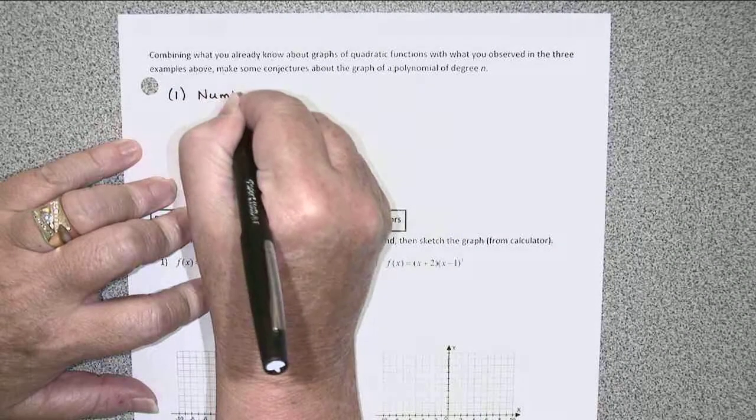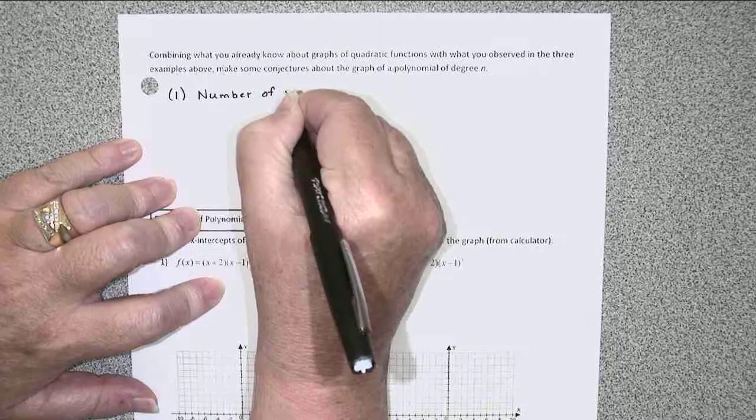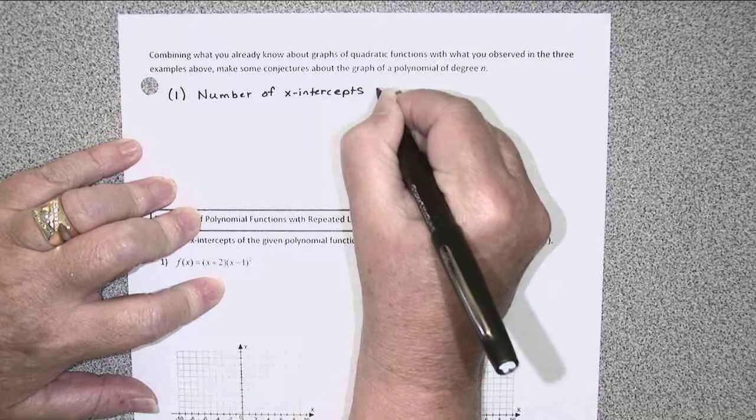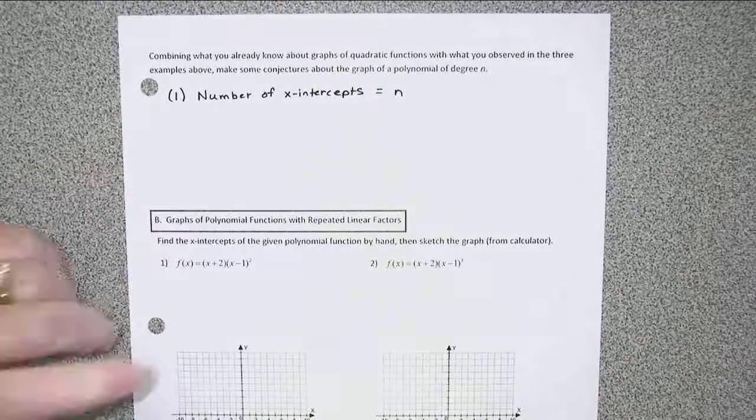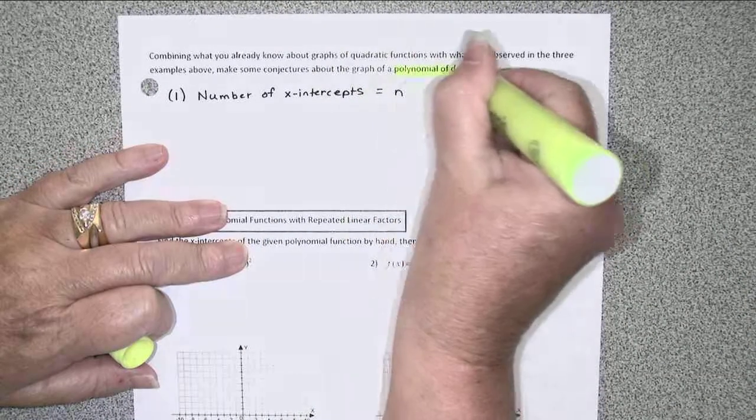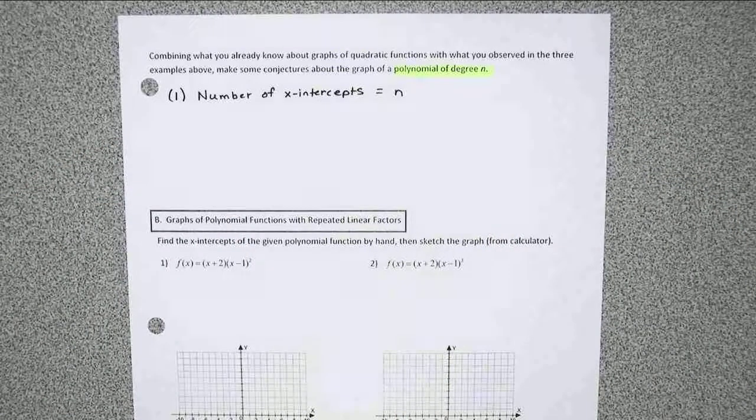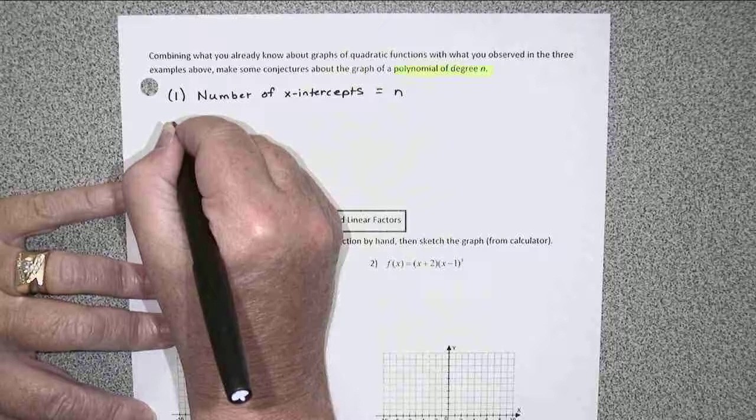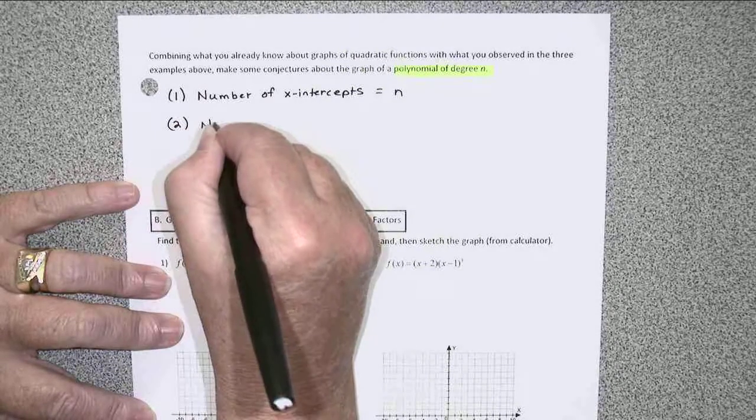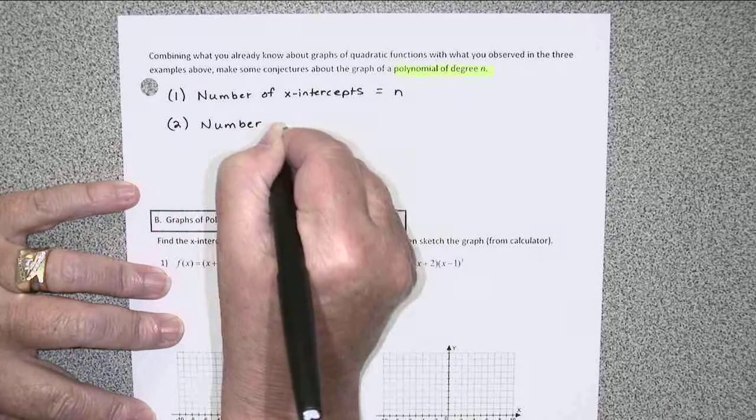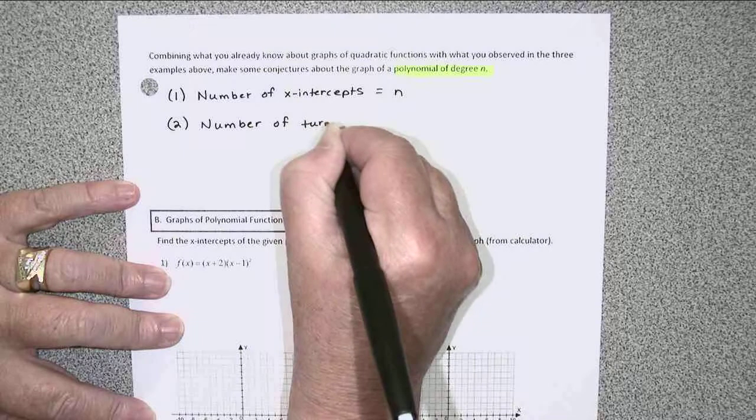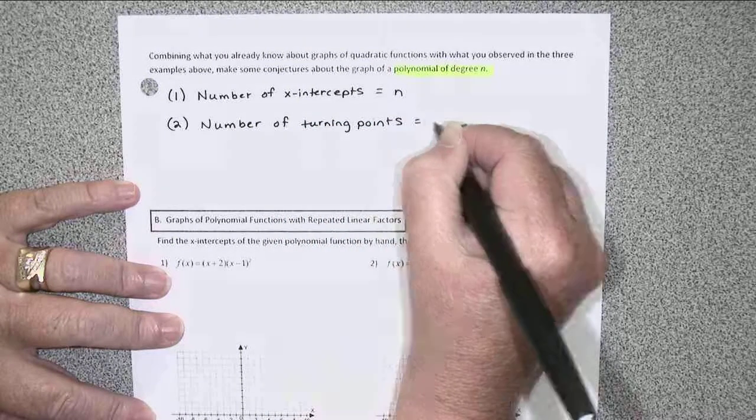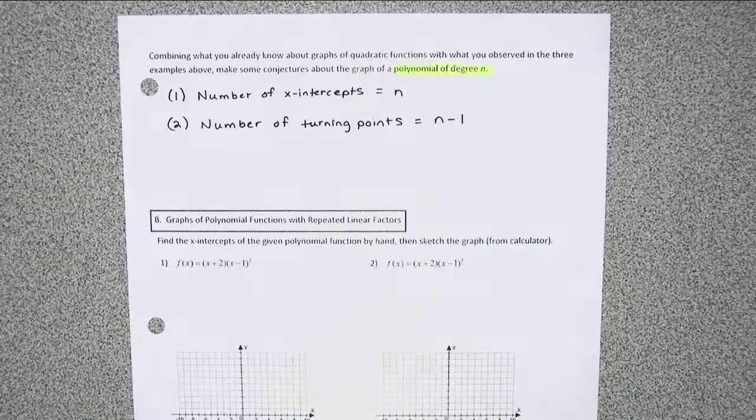First of all, the number of x-intercepts was equal to n. These are all for degree n polynomials. So whatever the degree, that was how many x-intercepts or zeros I ended up with. The number of turning points was 1 less than the degree, n minus 1.